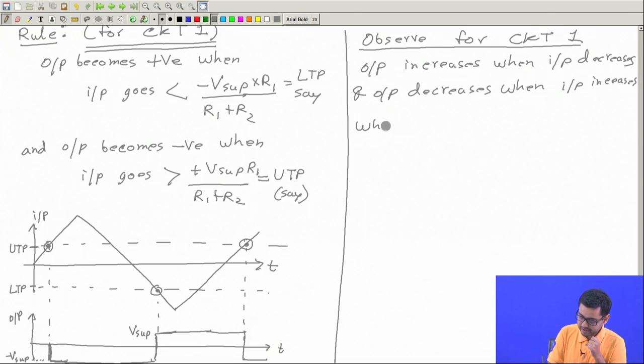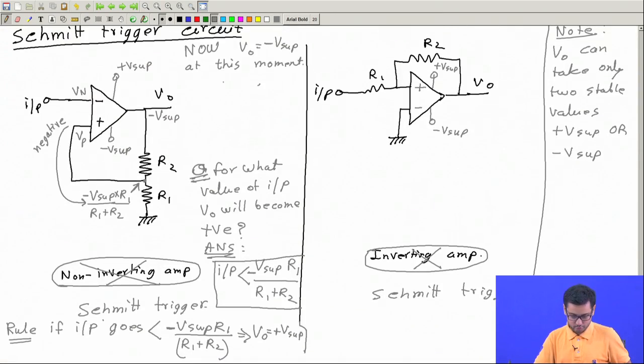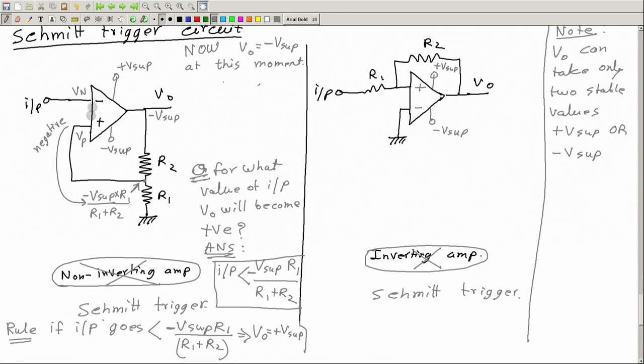So we call this an inverting Schmitt trigger. Why is it inverting? Because when input increases, output decreases. Okay, this is called an inverting Schmitt trigger, which is nothing but a wrongly or oppositely connected non-inverting amplifier. Okay, so we did the analysis for this.